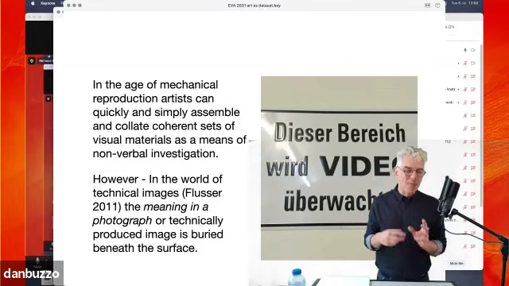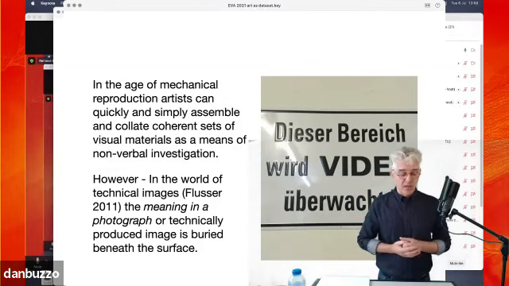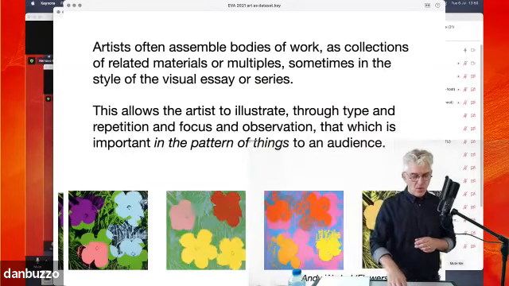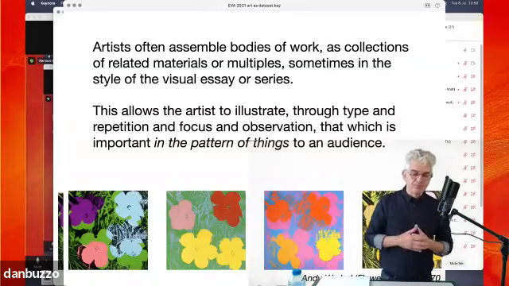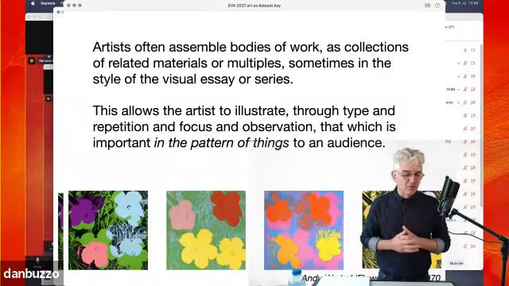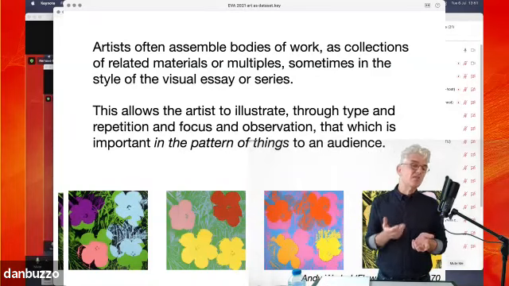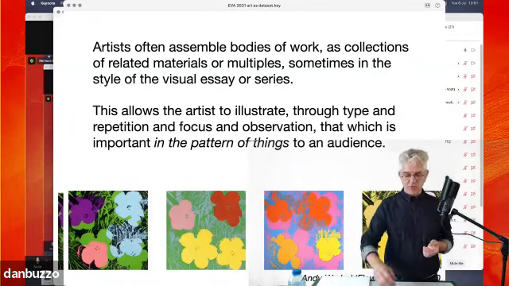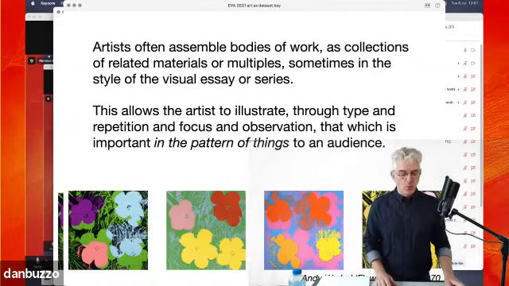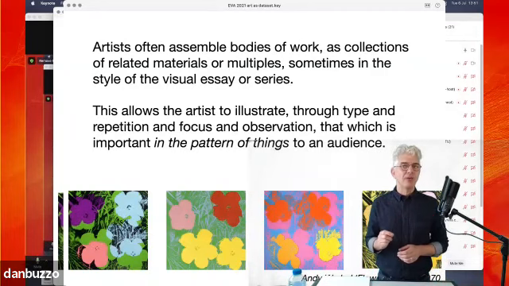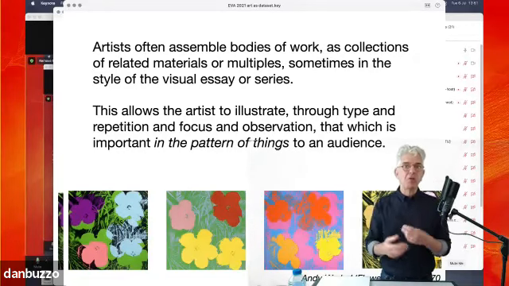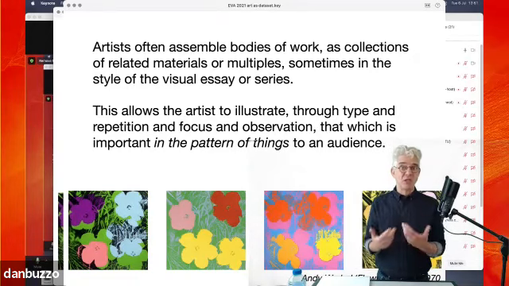But one of the interesting things is some of the things that Flusser talks about when he talks about the meaning in photographs being fundamentally different than paintings, in that the meaning is often buried in what he refers to as technical images. And artists assemble bodies of work as collections of visual materials in multiples, in visual essays or series. And this allows the artist to illustrate through type and repetition and focus and observation that thing which is important in the pattern of things to an audience. And if you were to take, for instance, Warhol's flower series, what we see is that he's not per se talking about flowers nor interested in flowers, that there's something beneath that level that's going on that he wants to communicate to the audience, and he's illustrating it by finding multiple instances of this thing, this intangible thing, as the type.